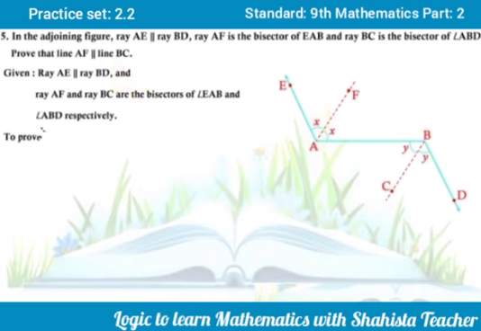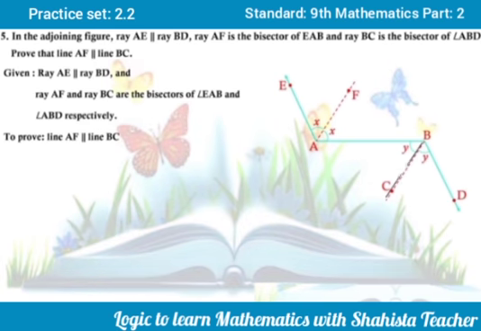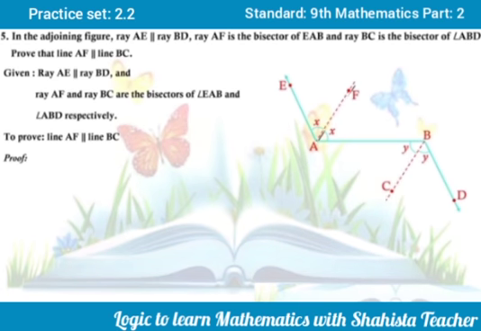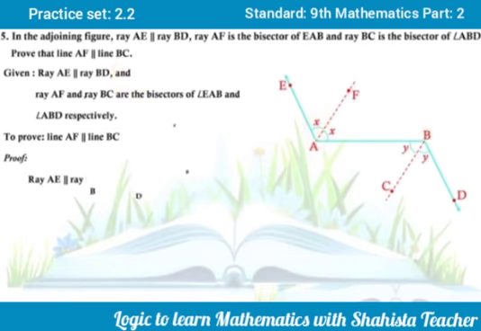So after writing the given, we will put what is to prove. What we have to prove here, what we have to find: line AF parallel to line BC, as I told you before that it is written in the question, prove that line AF is parallel to line BC. This we have to prove. Now proof means solution. So first we will write here proof. What we are going to prove here is AF parallel to BC.